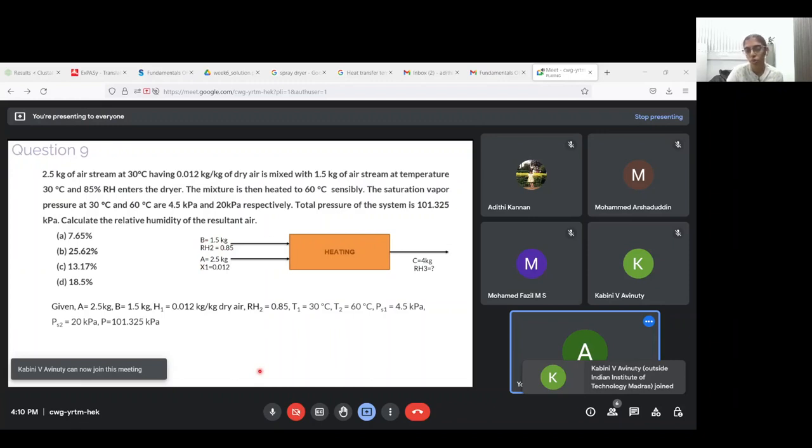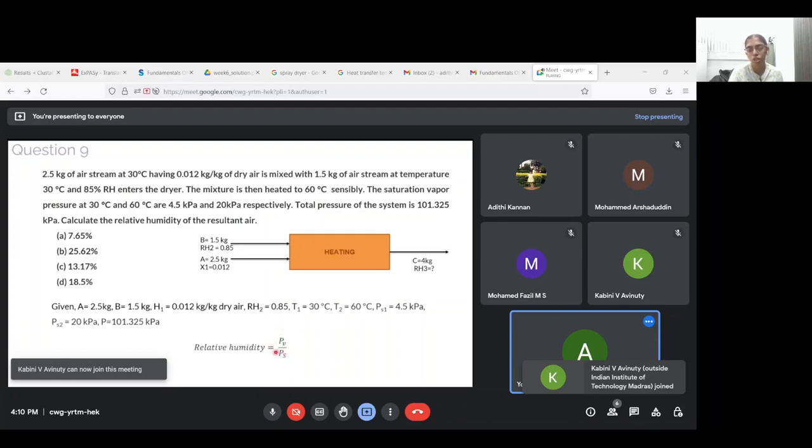So do you remember what is relative humidity? RH is the amount of water vapor present in the air currently divided by the total amount of water vapor that can possibly be present at that particular temperature. So relative humidity can be given by this formula, PV, which is your vapor pressure, divided by saturation pressure.